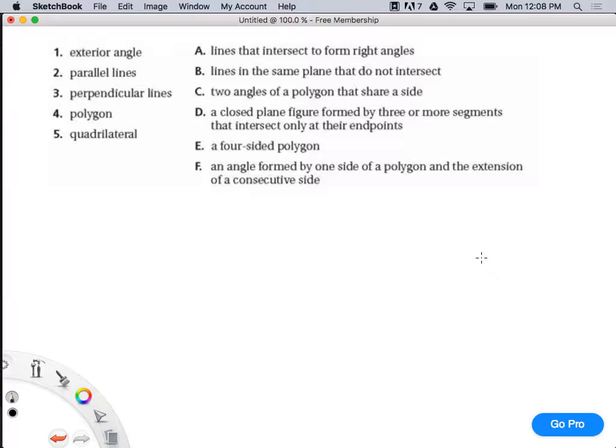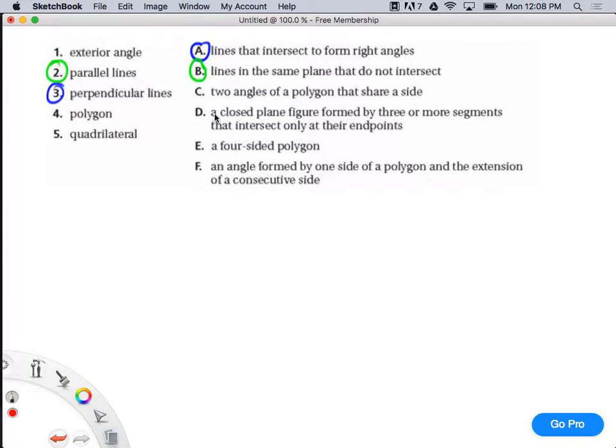So the first question is exterior angle. Which one of those letters matches an exterior angle? Or let's do it this way. What about A? Is there one that matches A? Lines that intersect to form right angles. Perpendicular lines. Good. Let's see if there's one for B. Lines in the same plane that do not intersect. Parallel lines. Good.